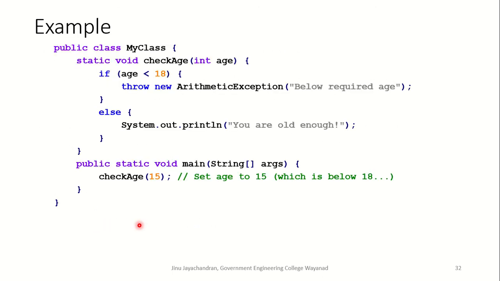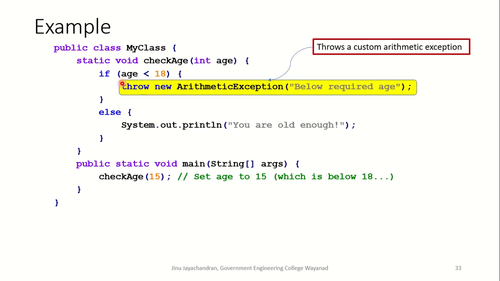We'll see an example. In this example, if the age is less than 18, then you say it is a below required age exception. And if it is more than 18, then you say you are old enough. The if condition is if age is less than 18. In the main function you have called the check age function with the value 15. So the age will now have the value 15. You are checking if 15 is less than 18. That is correct, 15 is less than 18, so it will throw this exception saying below required age.